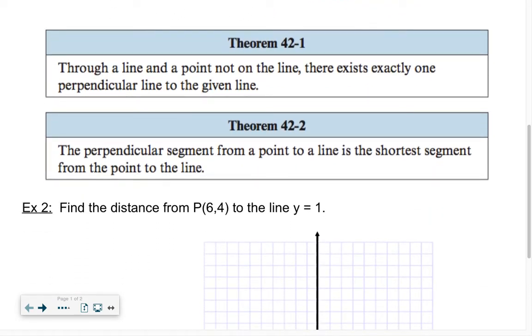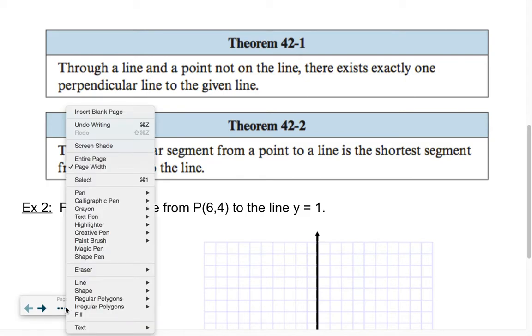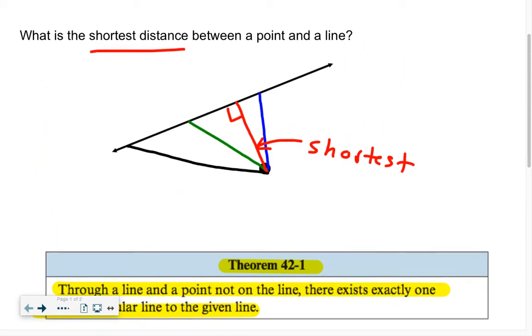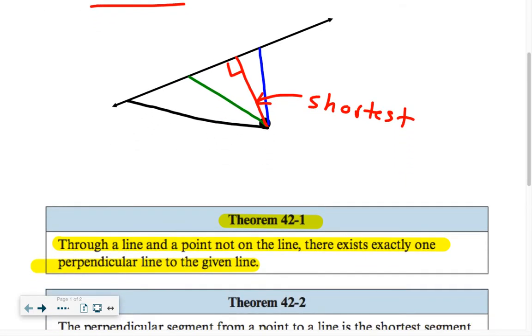So theorem 42-1: through a line and a point not on a line, there exists exactly one perpendicular line to the given line. Once again, through a line and a point not on a line, there exists exactly one perpendicular line. So if we go back to this example, notice there was only one line that was the shortest distance, and only one line that could be drawn at a perpendicular or 90-degree angle to that line, and that was the line in red. Again, assuming that I took the protractor out, got it down to the exact amount, and created that 90 degrees. There's only one that could be created.